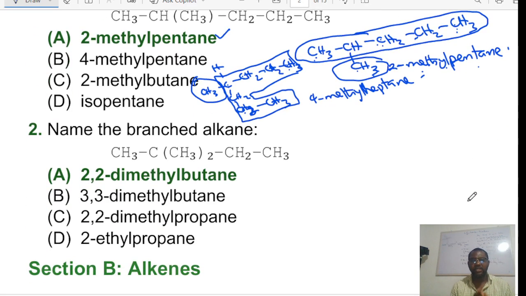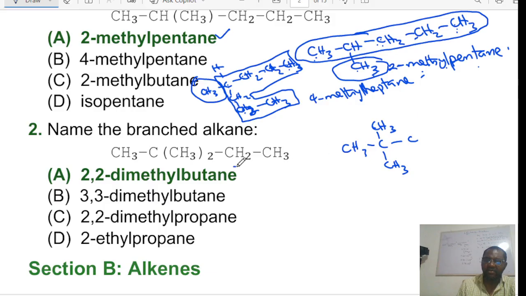Now the next question says, name the branched alkane. Okay, so you can see that a methyl group, this has 2 branches, is an alkyl group in a bracket. So if I want to write this out, it's going to be like this: CH3C. This C has 2 branches, CH3 here and another CH3 here. Don't forget this. Then after that, you have this CH2 here, and you have this CH3 here. So this is exactly what we have. This is how you open this organic compound, and that is very, very important.